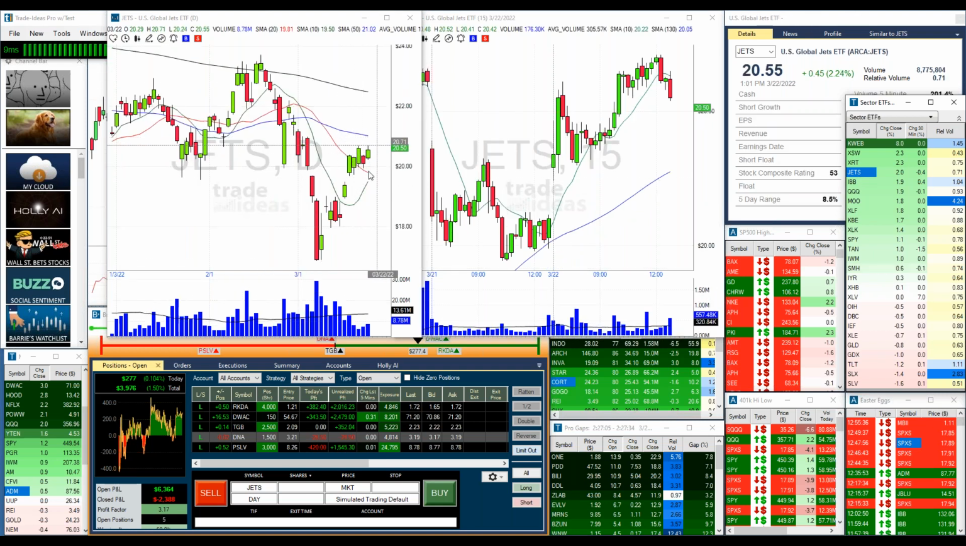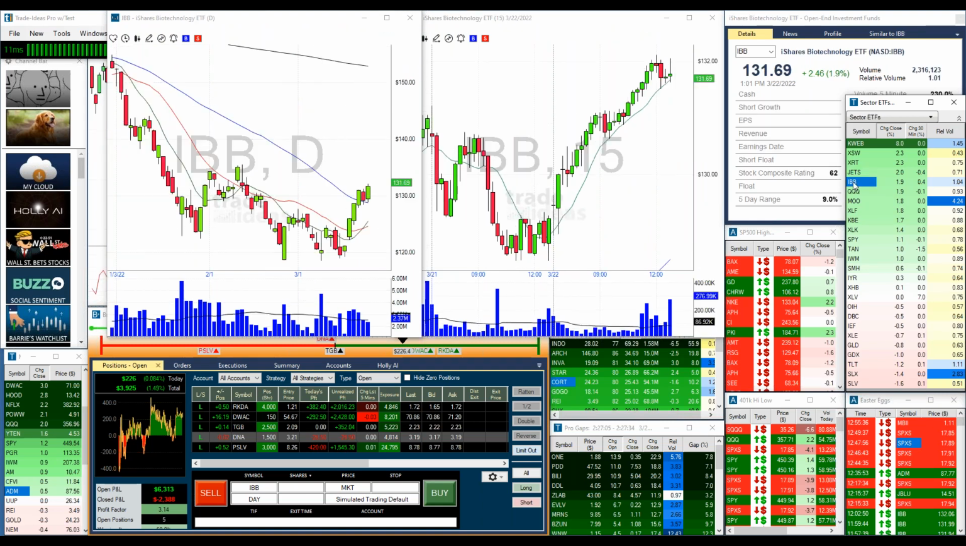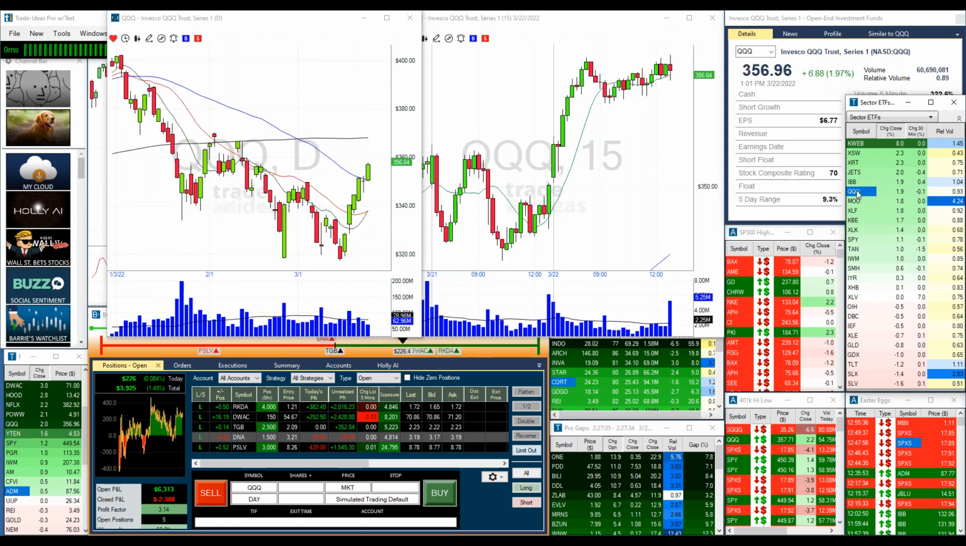Jets, the airlines have also been consolidating, but they're still under some serious moving averages there. IBB, also consolidating after a big move. So, the next few days this week are going to be pretty crucial to see how this is going to resolve. Is it going to keep grinding higher, or are we going to get a little choppy?